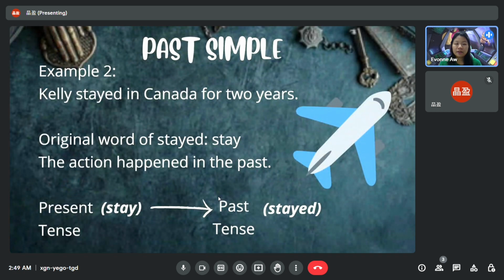And for the next example, Kelly stayed in Canada for 2 years. The present form of stay, injected with ed, is stayed. The action happened in the past, so the past tense is used in the sentence.